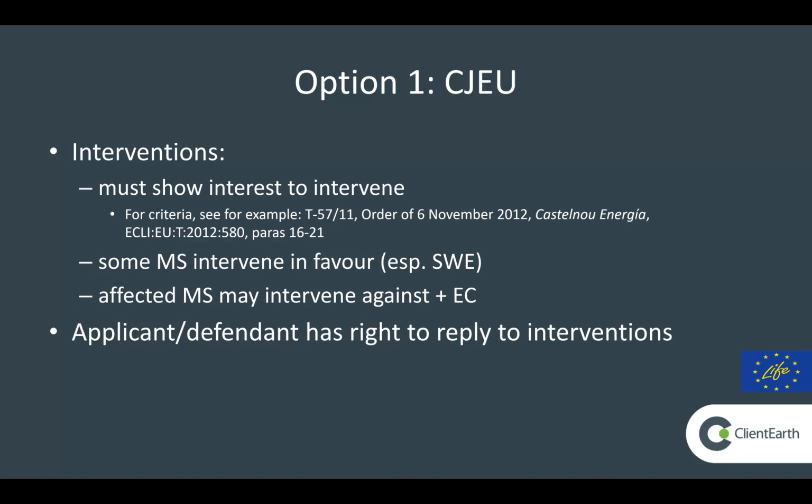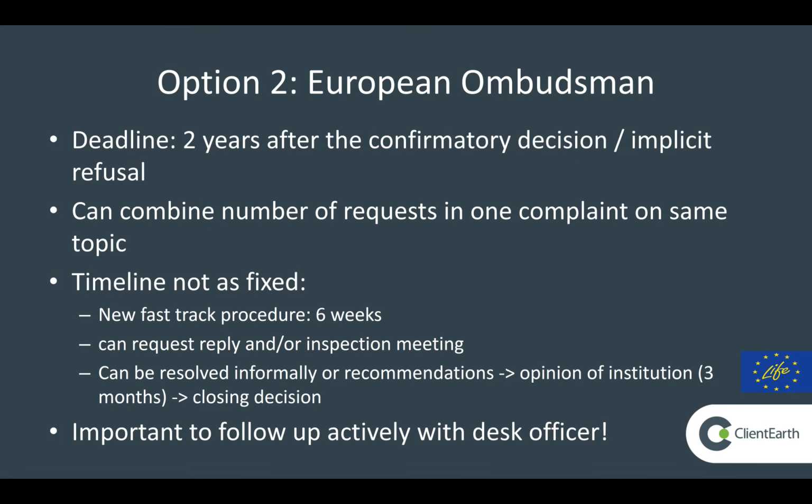Option number 2, the European Ombudsman, the procedure is 2 years after the confirmatory decision or the implicit refusal, so that's a lot of time. That's a lot more relaxed. One thing that you can do, because you have so much time, is you can combine a number of basically requests. So when you receive a number of negative confirmatory decisions, you can bring that as one complaint to kind of raise a more systemic issue, a broader issue, as long as they are somewhat related to the same topic. The timeline is not as fixed.